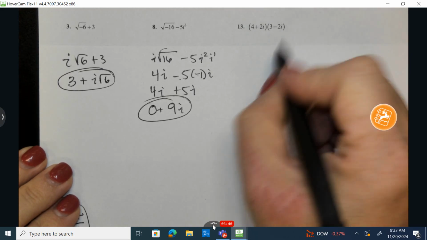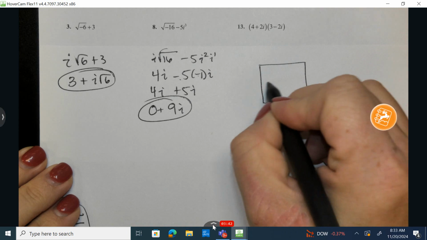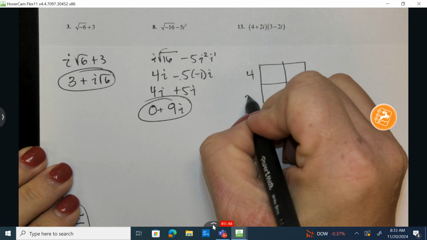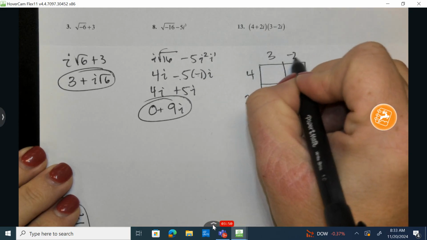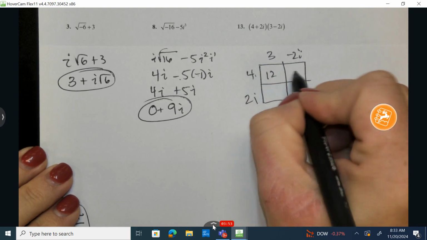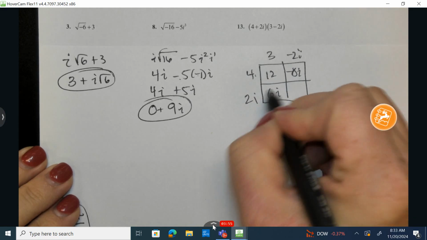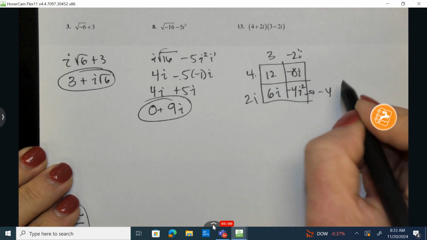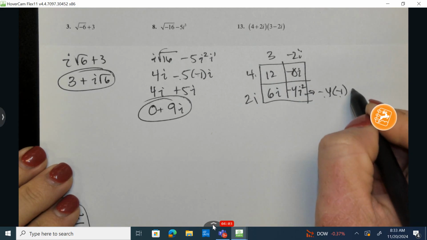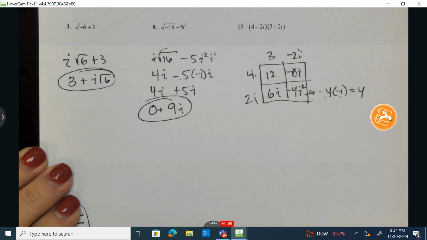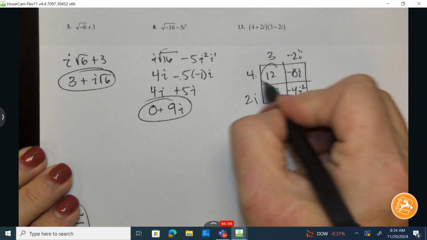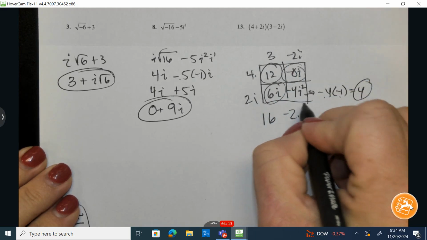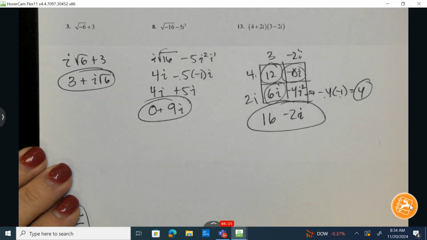I'm finding the product of these two. So I'm going to make this box, and it doesn't matter if 4 plus 2i goes on top or down the side. Okay, I'm going to multiply to get 12, negative 8i, 6i, and negative 4i squared. Now I know that i squared is negative 1, so negative 4 times negative 1 is a positive 4. Alright, let's combine the terms here. 12 and 4 is 16, and 6i and negative 8i is negative 2i. Let's look at the next set of 3.